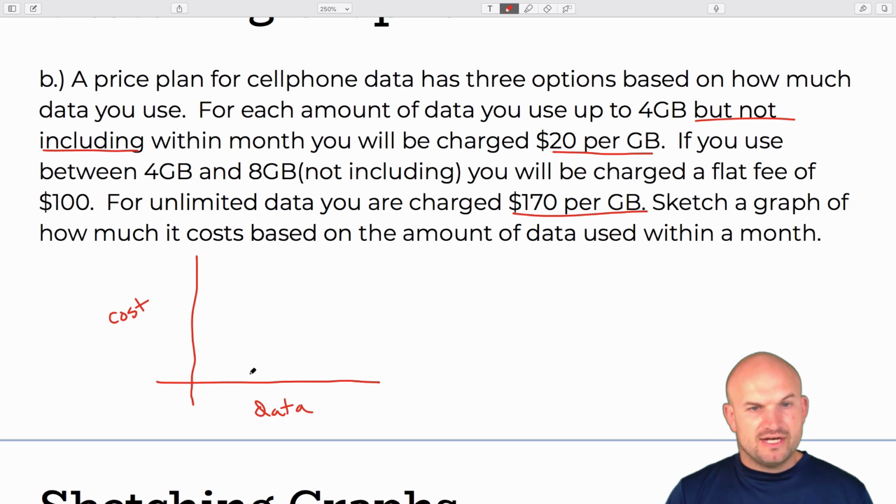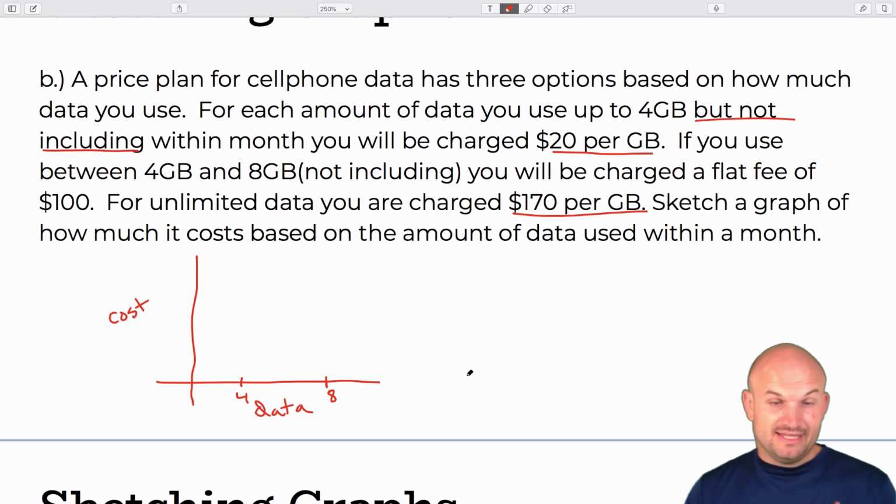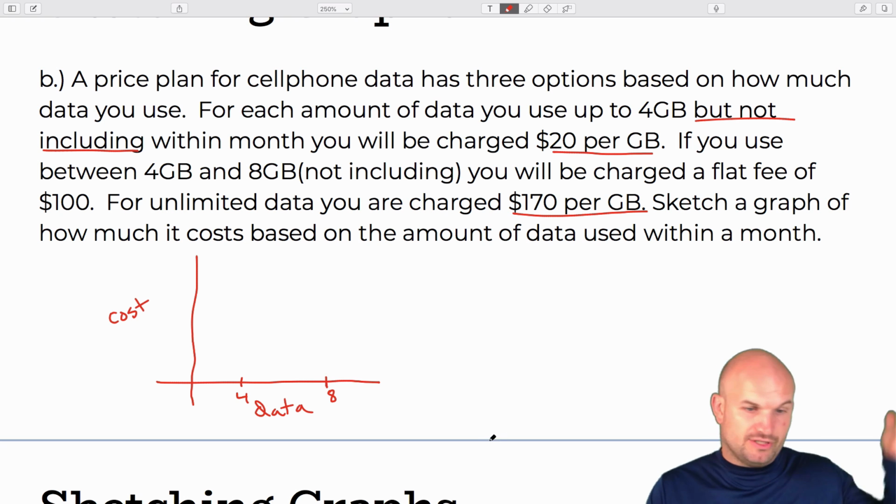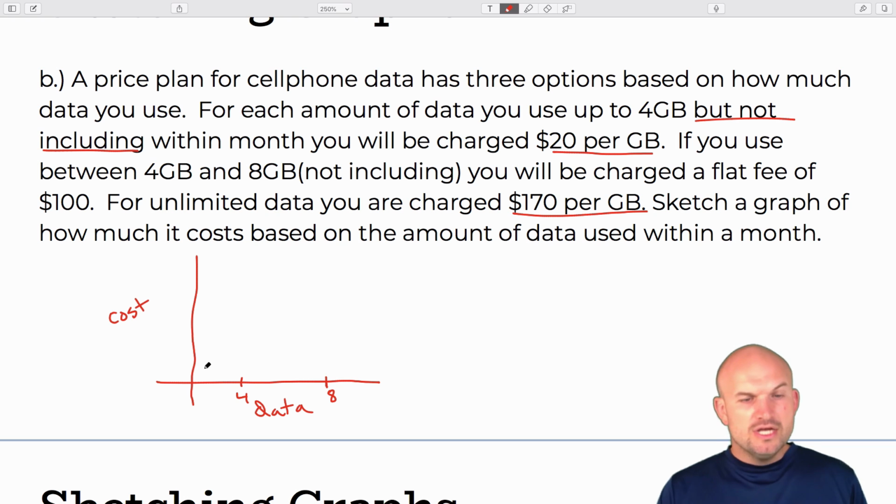So we basically have 2 intervals here. We have 0 to 4. We have 4 to 8. And then we're going to have unlimited after that. Anything over 8 is basically unlimited. You can use however much you want. So from 0 to 4, we have what we call a direct relationship.